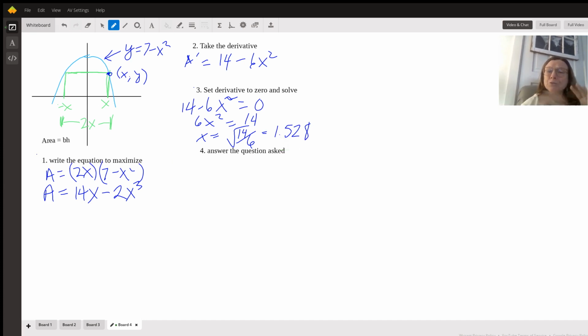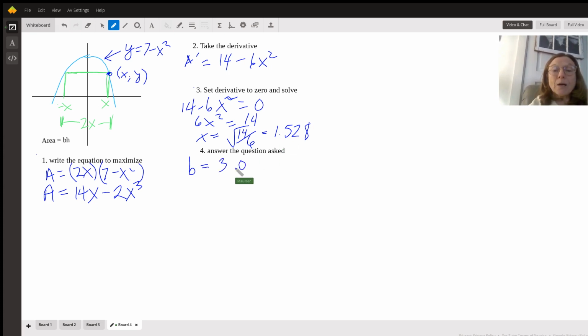Now once you've done that step, you always want to go back to the problem and see what they asked you for. This problem asked us for the dimensions of the rectangle, which means we need the base, which is 2 times x, and the y value. So if we take 2 times x, the base ends up being 3.055.